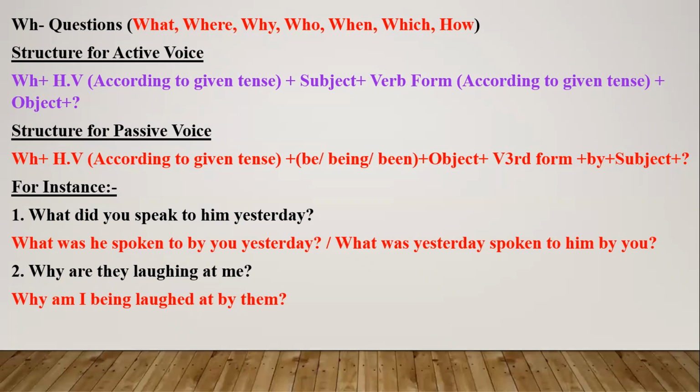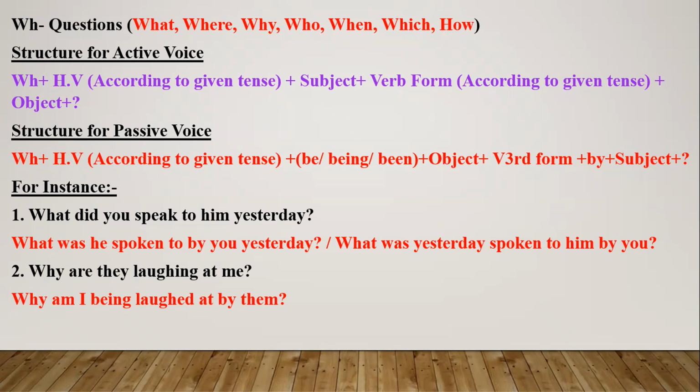For instance, what did you speak to him yesterday? You can see here there are two objects, him and yesterday. So let's make a passive. What was he spoken to by you yesterday? First of all, in that WH question, you must identify which tense they have used in active. So, did you speak? The tense is actually past simple. Whenever we make past simple passive voice, we use was, were, as we have already discussed in the beginning. So, what was he spoken to?